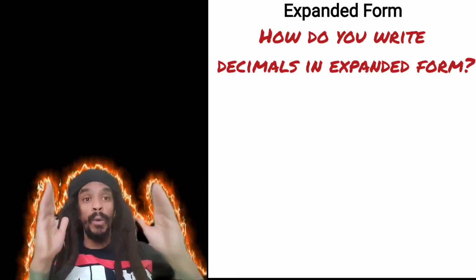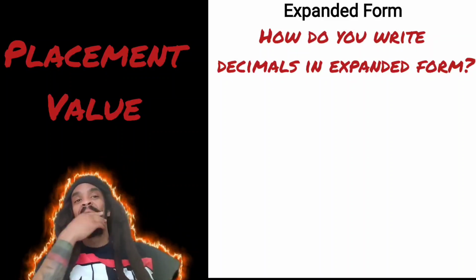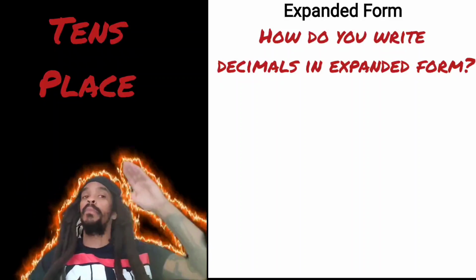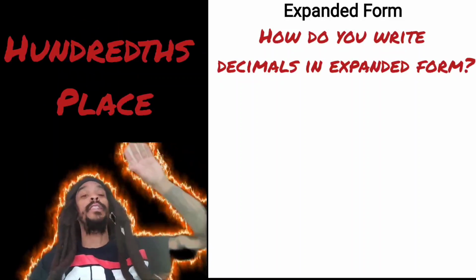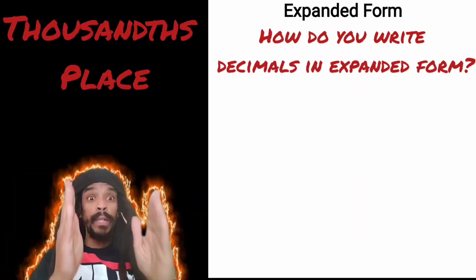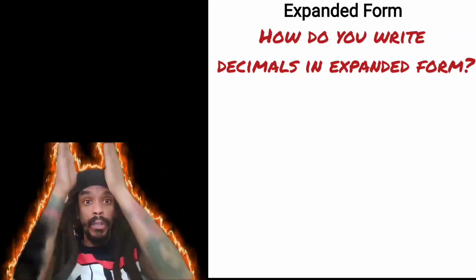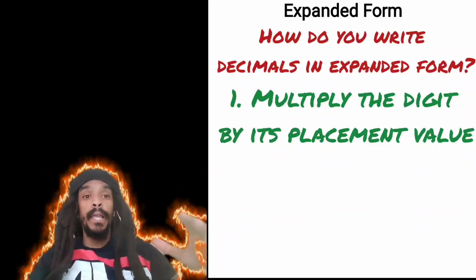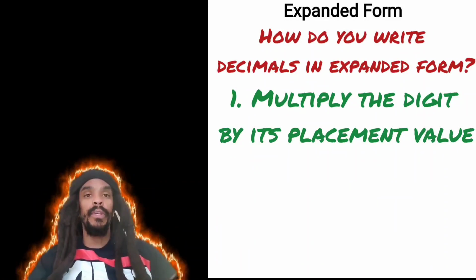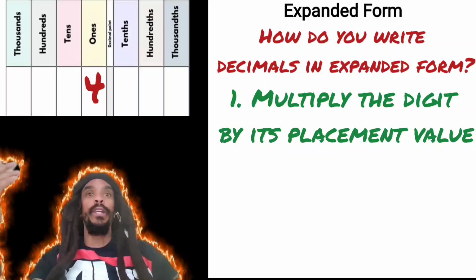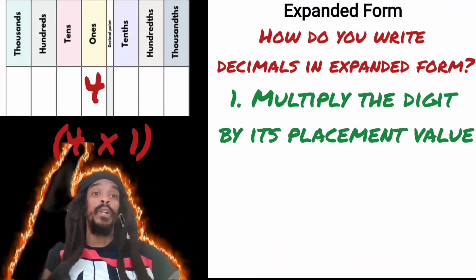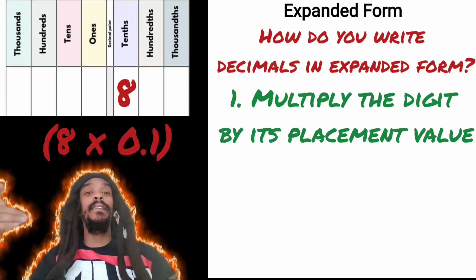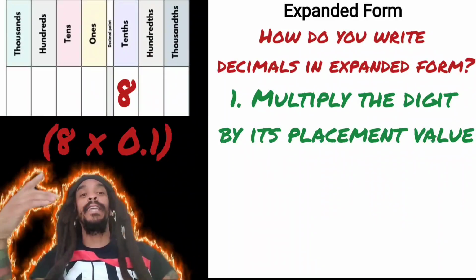All right, it's all about placement value. Every digit is in its own place. You might have a digit in the tens place, a digit in the hundredths place, a digit in the thousandths place. Whatever place that digit is in, it's in its own little box. Multiply it by its placement value. So if your 4 is in the ones place, 4 times 1 is 4. Let's say you have an 8 in the tenths place. 8 times 1/10 is 8/10.